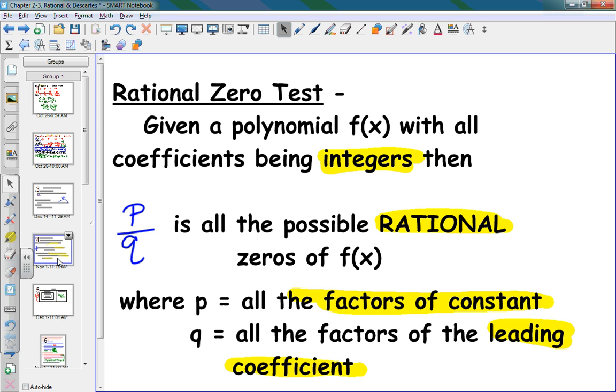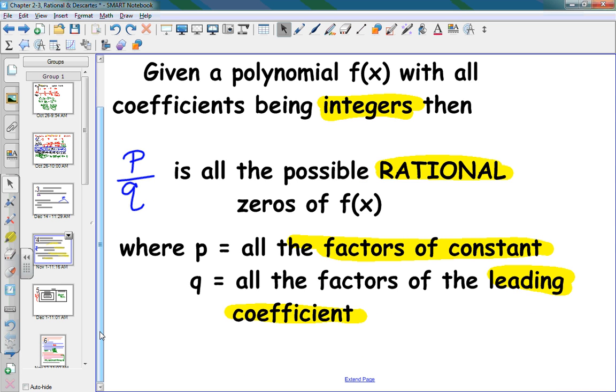Then p divided by q is all the possible rational zeros of a function. Rational means all fractional, okay? Where p are all the factors of the constant. What's a constant? The number without the variable. And q is going to be all the factors of the leading coefficient. What's the leading coefficient? The number in front of the highest degree variable, right? That's what makes it the leading coefficient. Do we understand that?